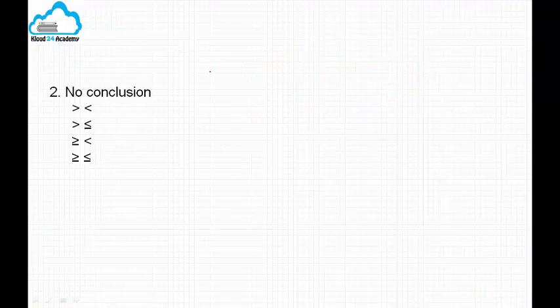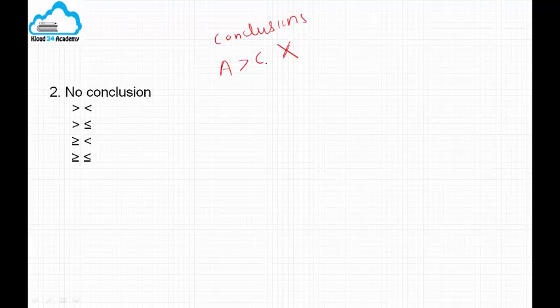Alright, next is no conclusion. In questions we'll be asked to conclude, like is A greater than C, and these will be given in the conclusion. So we have to find out from the question, and if we can't conclude, then we will say we can't conclude. For no conclusion, any of these 4 conditions might exist and it will be a no conclusion. These are also called the enemy rule.